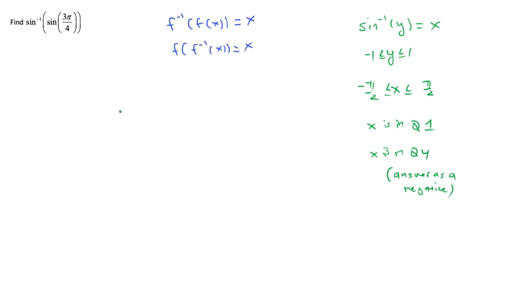So what do we mean by that? Well, let's take a look here. Once again, we can't just say my answer is 3 pi over 4. This is actually a composite function, so we want to do this in steps.